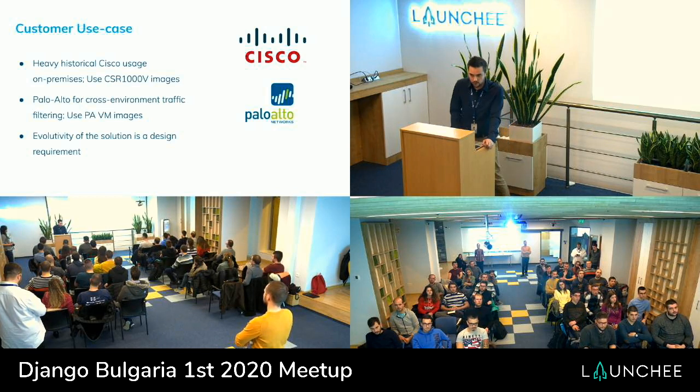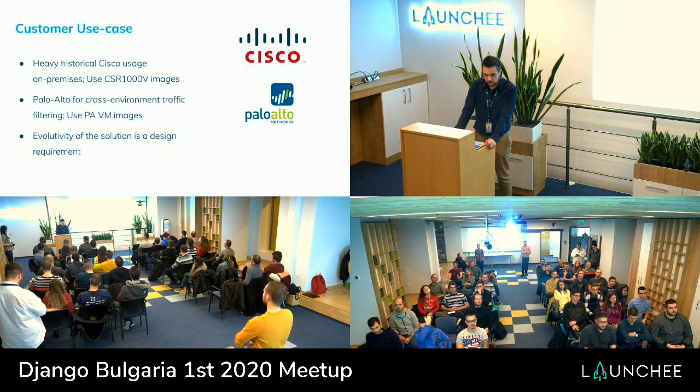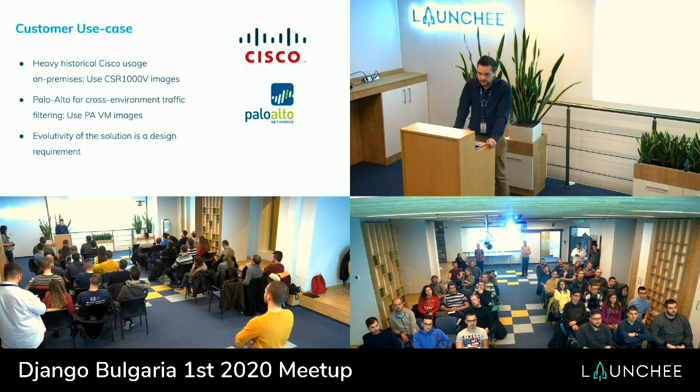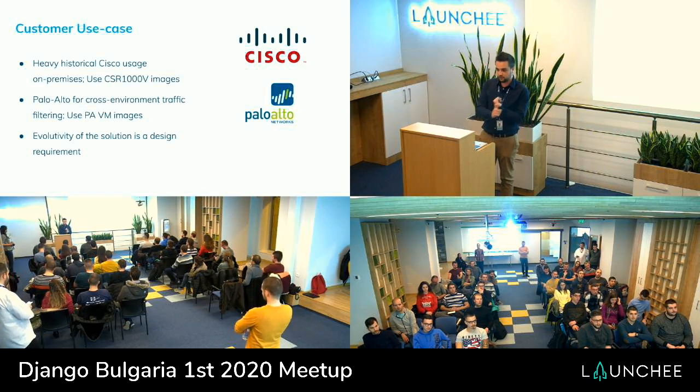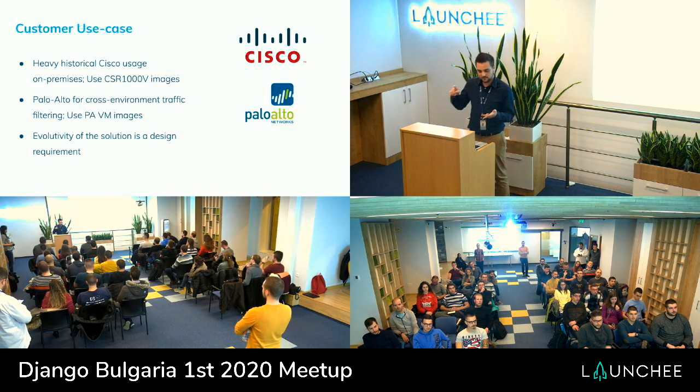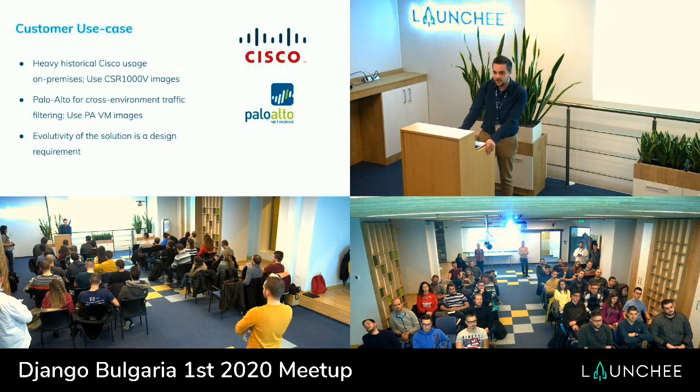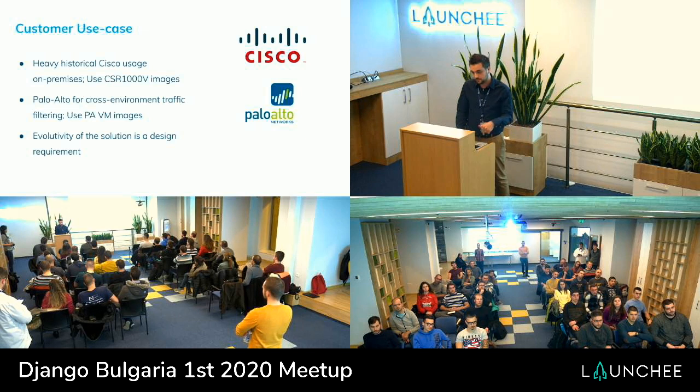In that case, we'll take one use case that we had at Technofy with one of our customers. This customer has a heavy historical usage of Cisco devices. So we're talking about switches, thousands of switches on premises, thousands of routers on premises, access points, security devices, everything. They have the Cisco branded shirts. We're going to use Palo Alto for cross-environment and traffic filtering. Since we're going to do it in the cloud, we're going to use the virtual appliances for Palo Alto.